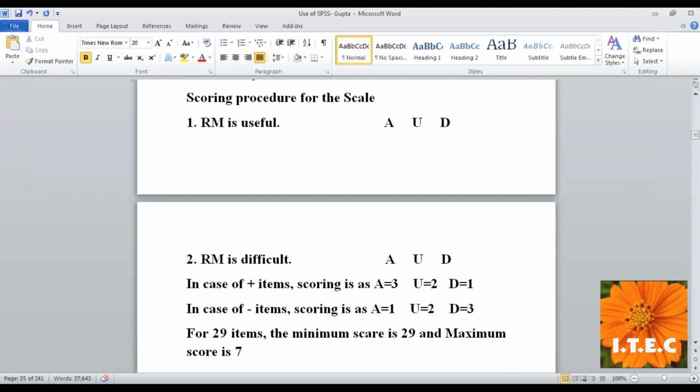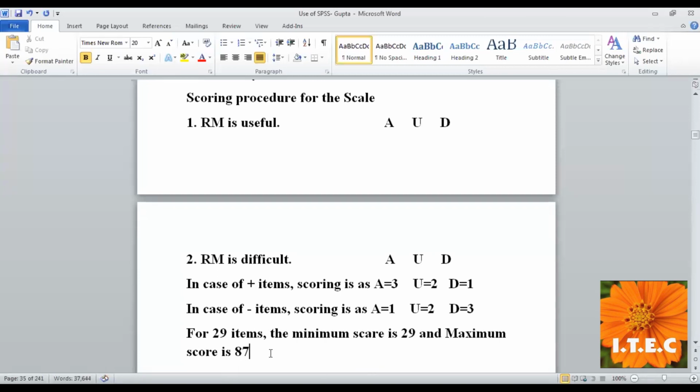It is 87, because the 29 is to be multiplied by 3. So 9 3s are 27. So carry 2, 3 2s are 6 and 80. So therefore the maximum score will be 87 and minimum will be 29.